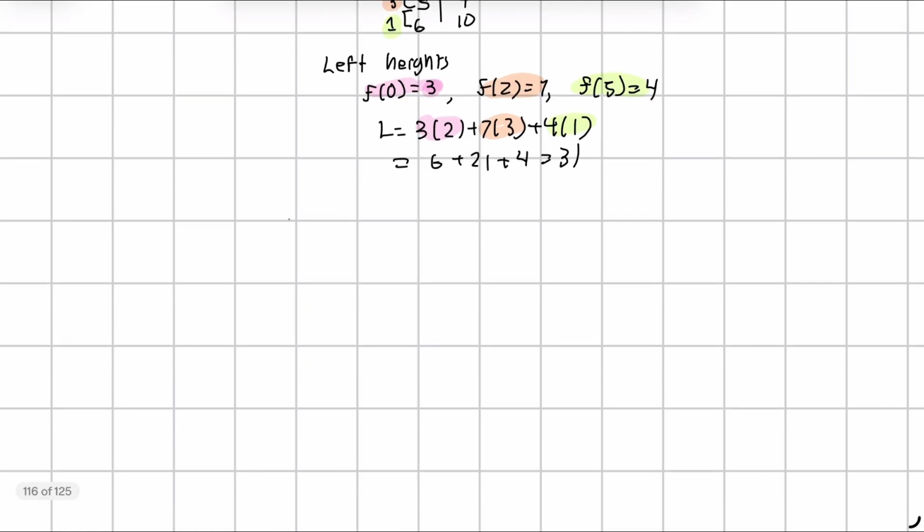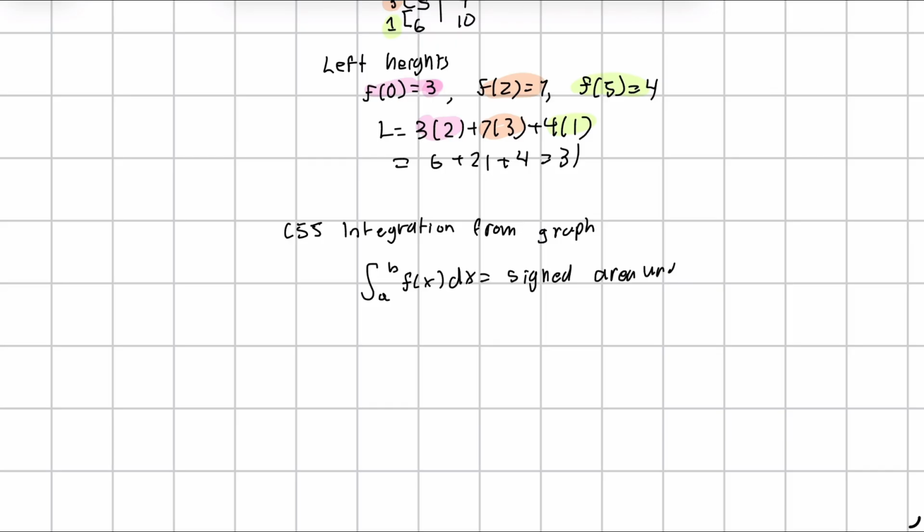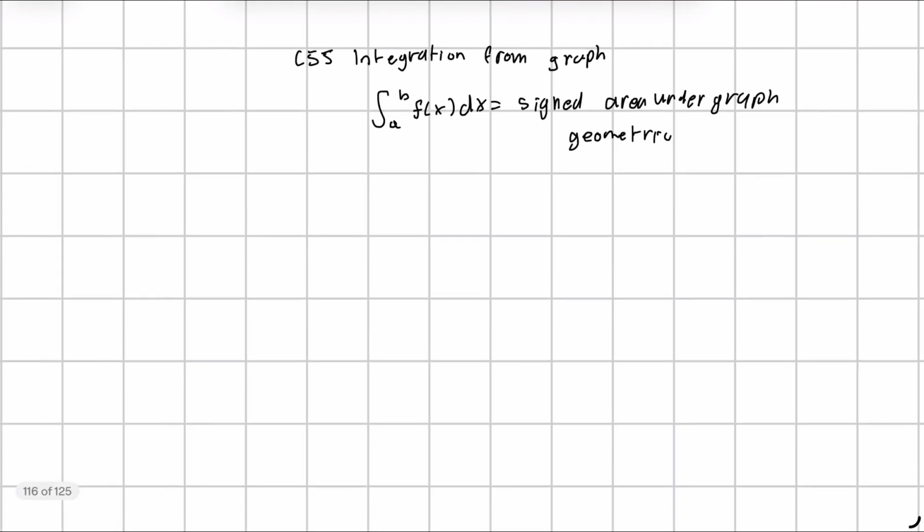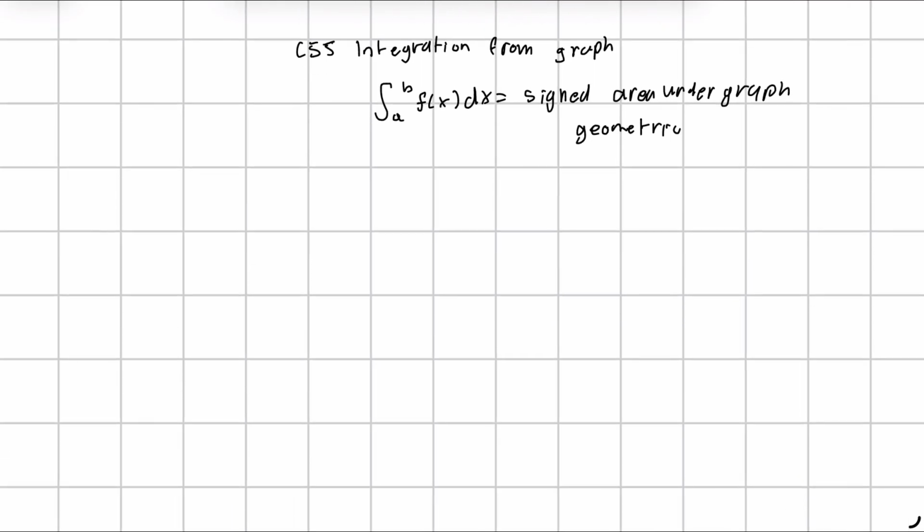So for our final case, we're going to have integration from a graph. Basically, this is going to be the integral from a all the way to b of f of x dx. This is going to be the signed area underneath your graph. So basically, you're going to have a geometric area made up of triangles, rectangles, lines, semicircles, and then you're going to take your graph, right?